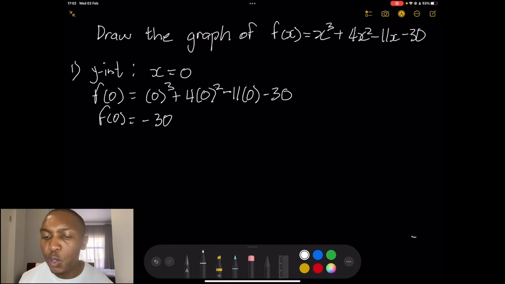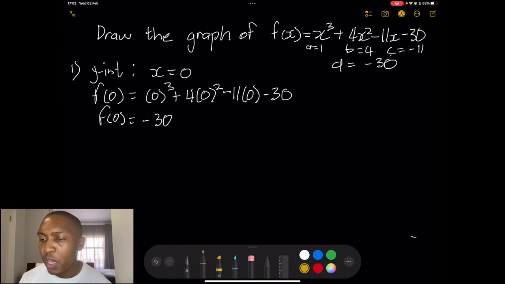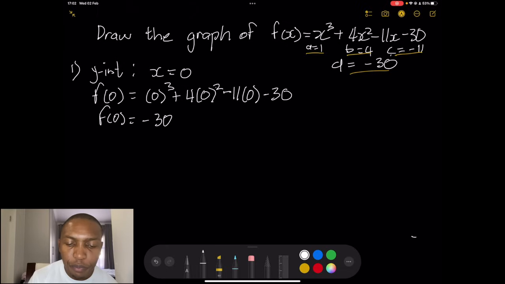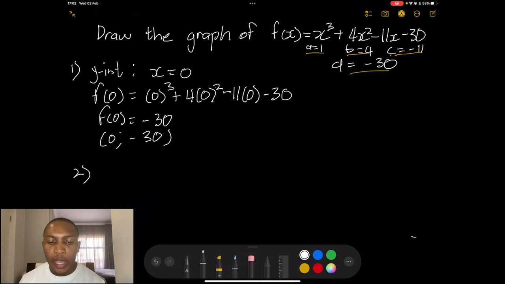As I did indicate to you, the d value, which means that your a here is equal to 1, your b is equal to 4, your c is negative 11, and your d is negative 30. Sorry that I just wrote them all clustered up like that. Okay, right. So in this case, your y-intercept will be at where x is 0 and y is negative 30.